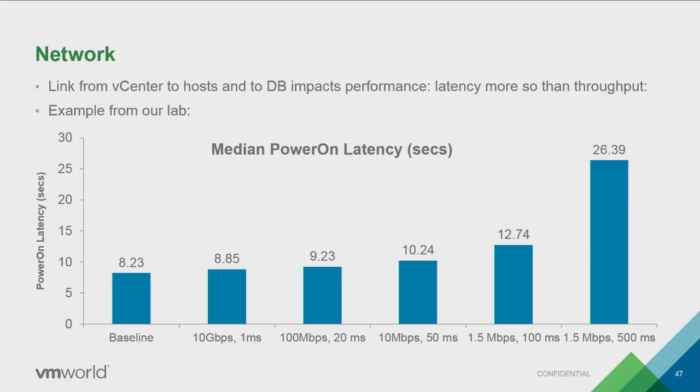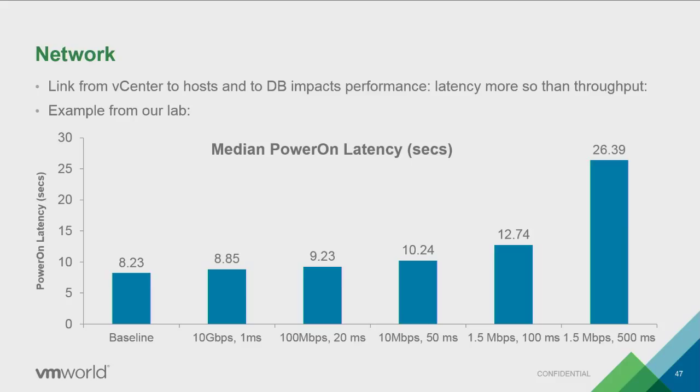What I've done from the next to the last bar, whose median latency is about 12 seconds, to the far right bar, which is 26, is I've varied the latency from 100 milliseconds to 500 milliseconds, so that's from vCenter to the host, but I've kept the bandwidth constant. As you can see, even though we've increased the latency substantially by 4x or 5x, we haven't increased the power on latency by 4x or 5x. It's not like there's a linear relationship there, but there is a relationship.